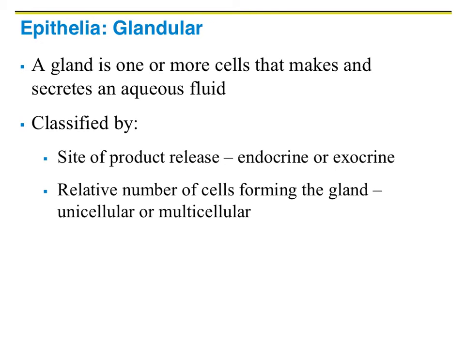The types of epithelia we have covered so far are for lining and covering. In this slide, you see that epithelial tissue is also responsible for forming glands. Glands are classified based on two things: the site of product release and also the number of cells forming the gland.